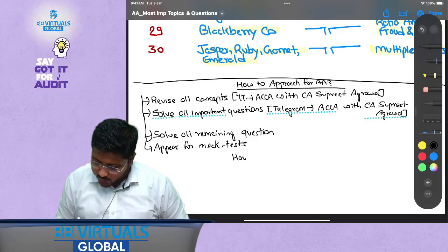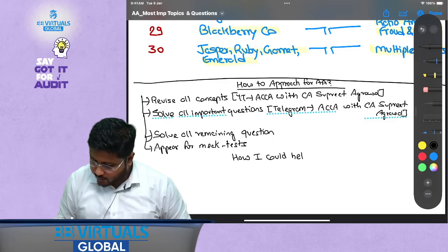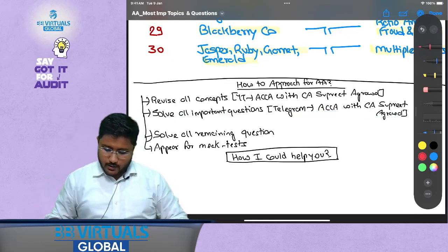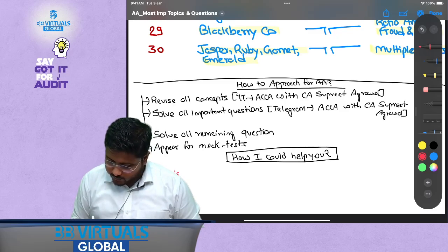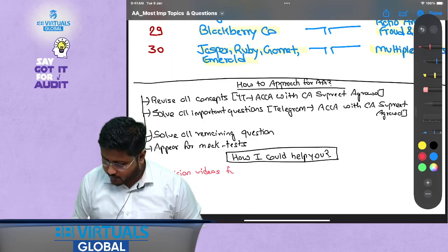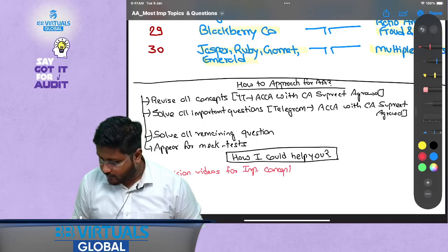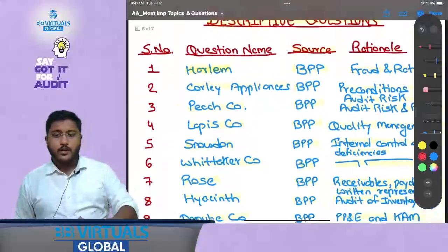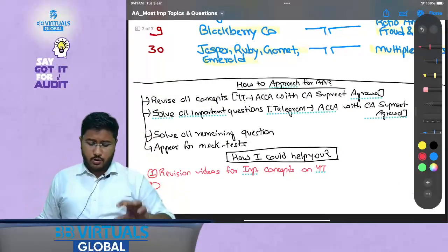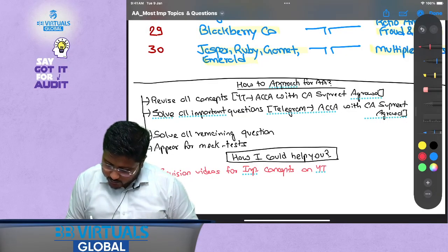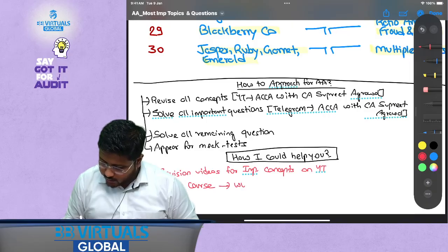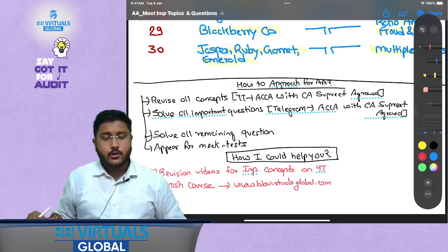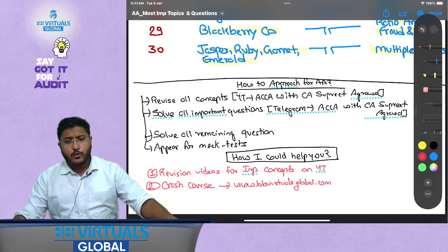How I could help you. See my friends, I am going to help you in multiple ways here. Number one, through revision videos on YouTube for important concepts. Number two, here I have only mentioned the name of the question, but if you need the file where I have summarized all of these questions along with their answers, then I have launched my crash course on website www.bbvirtualsglobal.com. In this course, if you enroll for AA crash course, then we are going to solve all of these questions in the live mode.